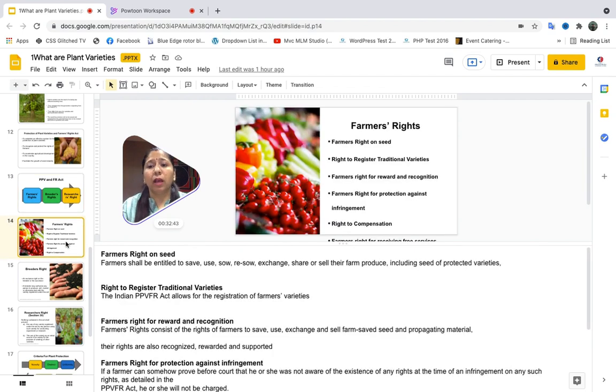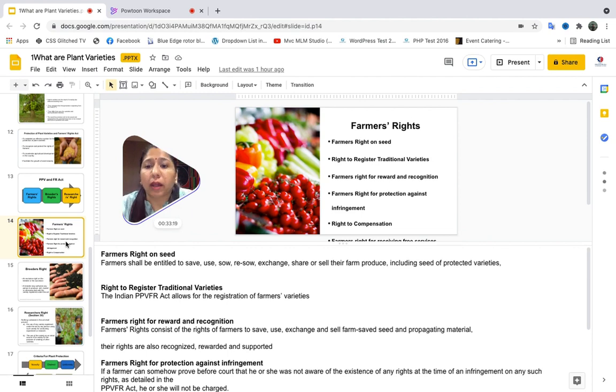Now, the first is farmers' right. We all know the rights given to farmers over their contribution for a new plant variety are called farmers' right, but it is further categorized. The first one is farmers' right on seed. Let's say a farmer has developed a new plant variety. Now, that farmer is entitled to save the seeds, use the seeds, exchange the seeds, share the seeds, and he or she could sell those seeds to produce new offspring of protected plant varieties.